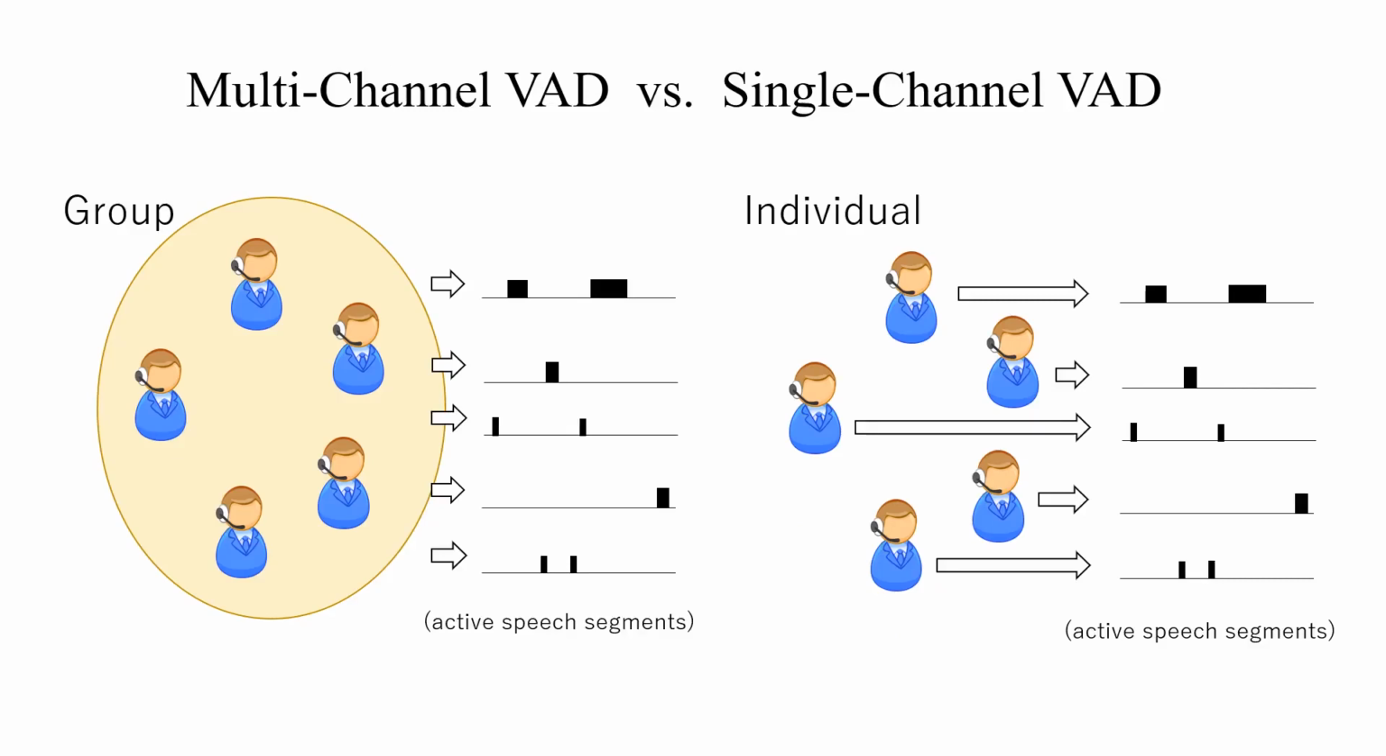Our proposed multi-channel VAD is designed as a simple extension of the conventional VAD. In our assumed scenario, each participant wears a crosstalk microphone. So please note each audio track is associated with each speaker. In the traditional approach called single-channel VAD, individual audio tracks are used to determine the active speech segment. Our proposed multi-channel VAD integrates the information of all audio tracks in a group to determine the active speech segment.